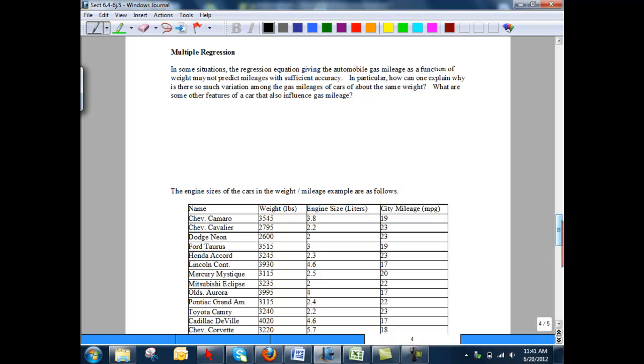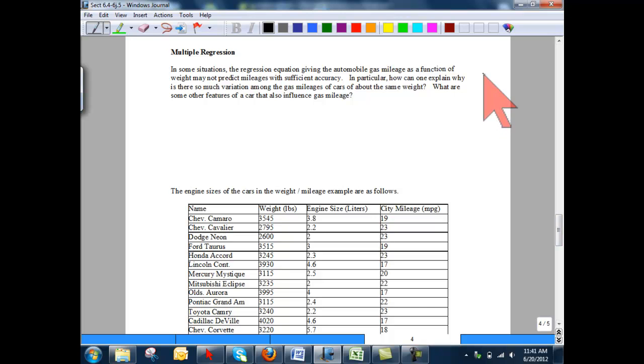Okay, let's finish with a topic called multiple regression. This topic is not discussed in the textbook, I don't believe, and it is something that you are responsible for, and it will be the background for your fourth and final course project.